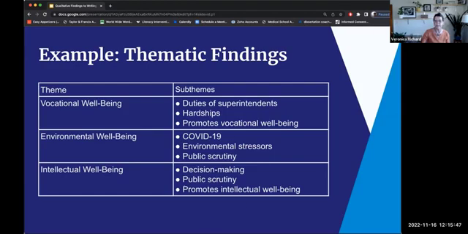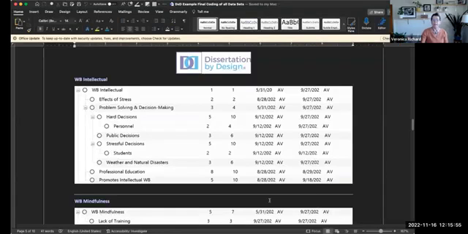So hold on just one moment while I do a new share. Here we go. So in this intellectual well-being, this is an NVivo printout. So now we see how many references he has. So he has effects of stress, problem solving and decision making, he has 4 references, hard decisions, he has 10. And then personnel, working decisions with personnel, he has 4. Public decisions, 6 more. Stressful decisions, he's got 10. And then weather and natural disaster, so decisions based on that are 6. And then we see 10 under professional education as well. So if we tally all these up, he's got quite a bit on this idea of decision making.